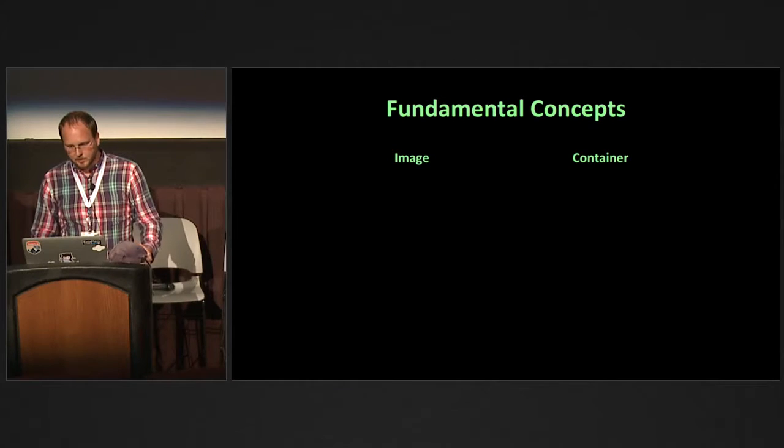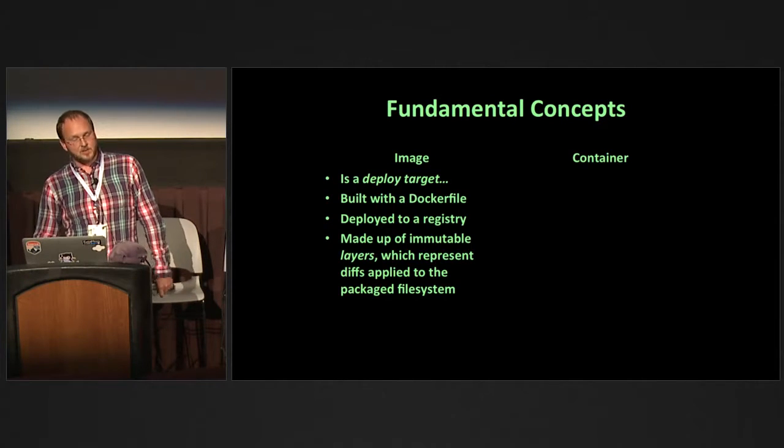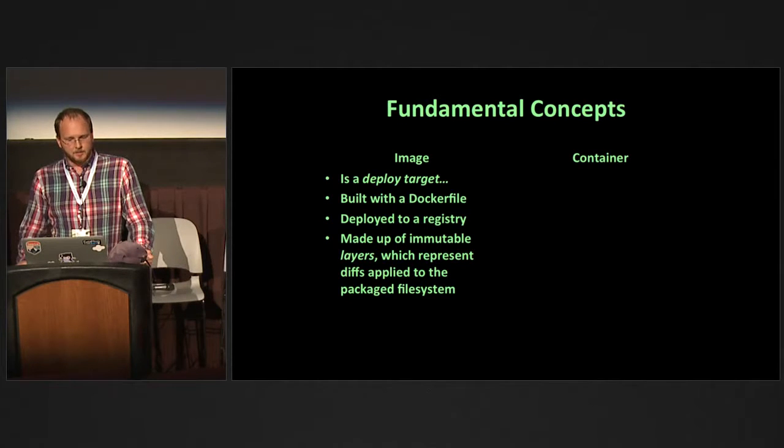I like to break it down in two ways. There are two fundamental things that matter about Docker. There's a whole bunch of other stuff like network stack and volumes and so on. But the two things that actually matter are an image and a container. An image is a thing that you build and give to your ops team to run. So it's a deploy target.